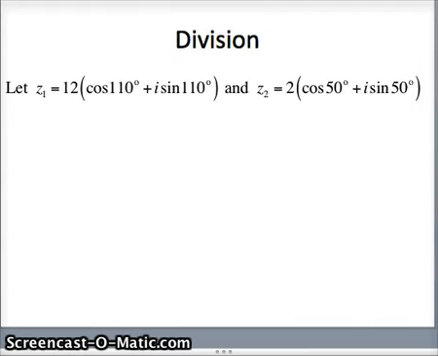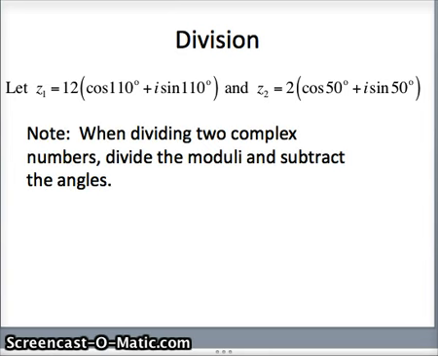Now division is similar. In this situation I have z1 is 12 cos 110 plus i sine 110. z2 is 2 cos 50 plus i times the sine of 50. And I want to divide those. So we'll take z1 divided by z2. What will that give me? Well, our rule here is to divide the moduli. So 12 divided by 2 will be 6, and then subtract the angles.